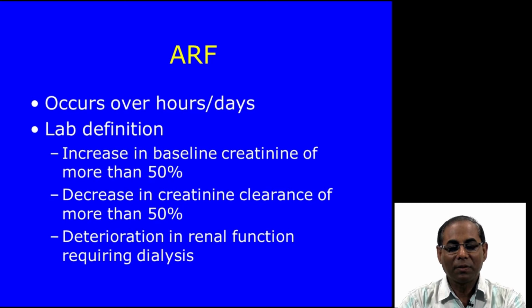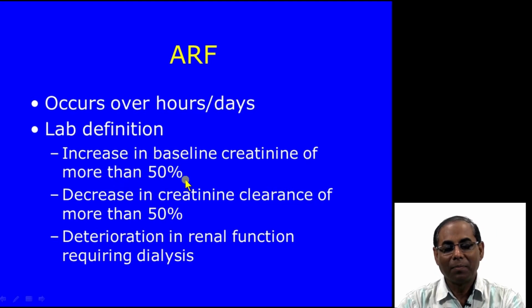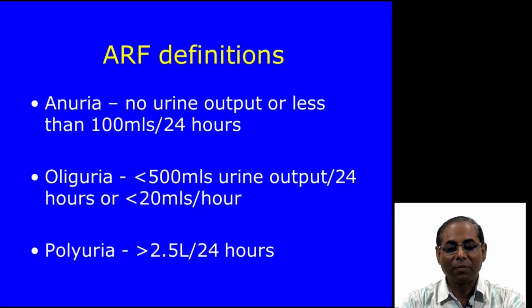The laboratory definition is much more clear. What we can diagnose pathologically is an increase in the baseline creatinine of more than 50%. So, say for example, a person's baseline creatinine is 1.2 milligram percent, and within 2 days it becomes 2.4 milligram percent, definitely that is acute renal failure. There is also a decrease in creatinine clearance of more than 50%, related to a decrease in the glomerular filtration rate, and deterioration of renal function which requires dialysis. So, these are the different laboratory definitions of acute renal failure.